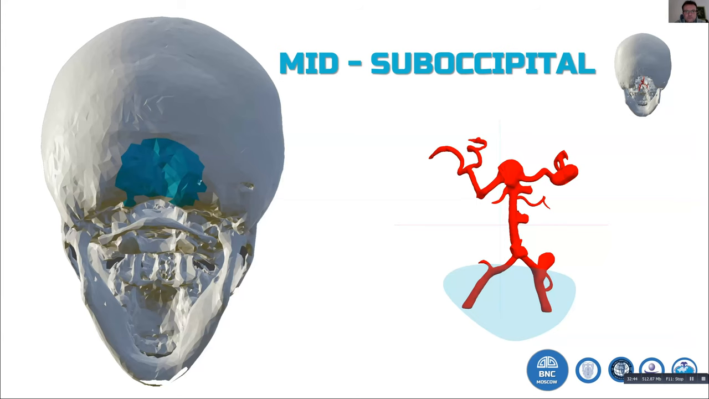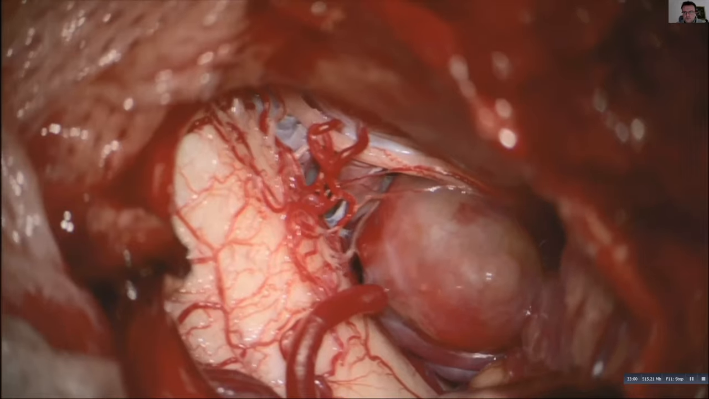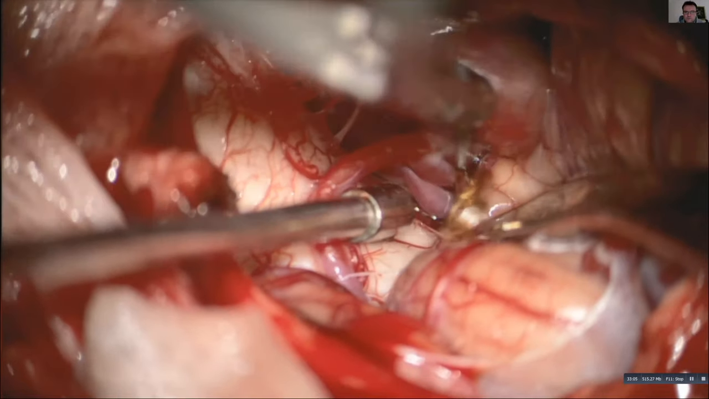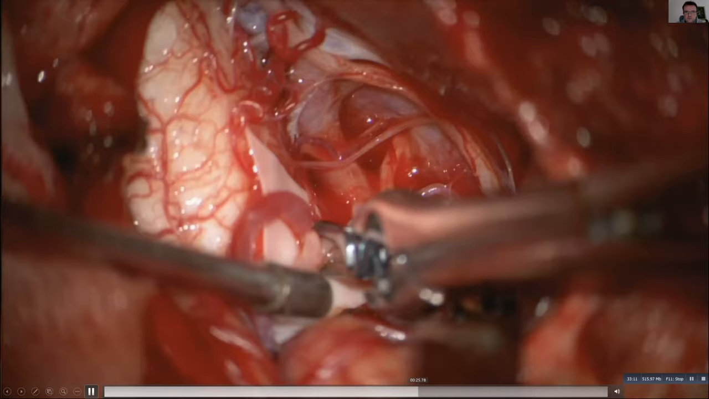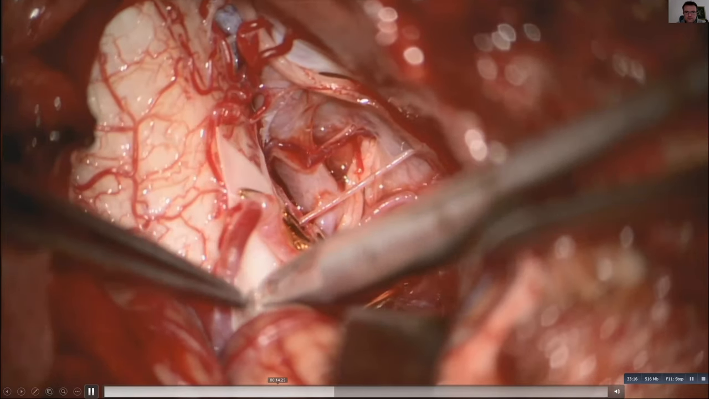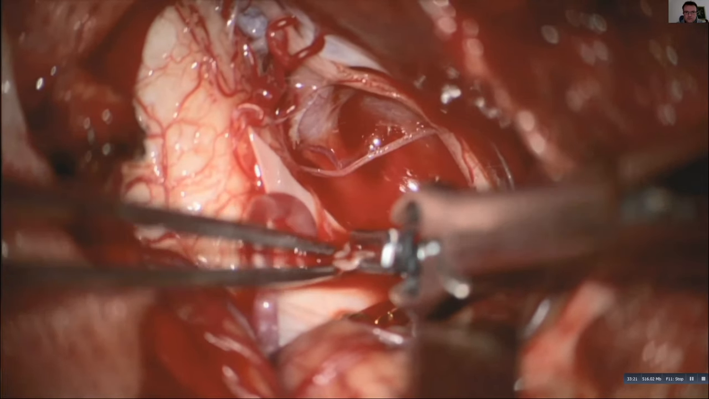And also we can use the mid-suboccipital approach for vertebral artery aneurysm. And here is an example of a distal PICA aneurysm, which is in the cisternal segment of the PICA. You can see the fusiform aneurysm, and even if we cannot perform direct clipping of the aneurysm, we can open the aneurysm dome, resect it, and remodel the vessel with the clipping technique. So sometimes it's useful, and we can do this.